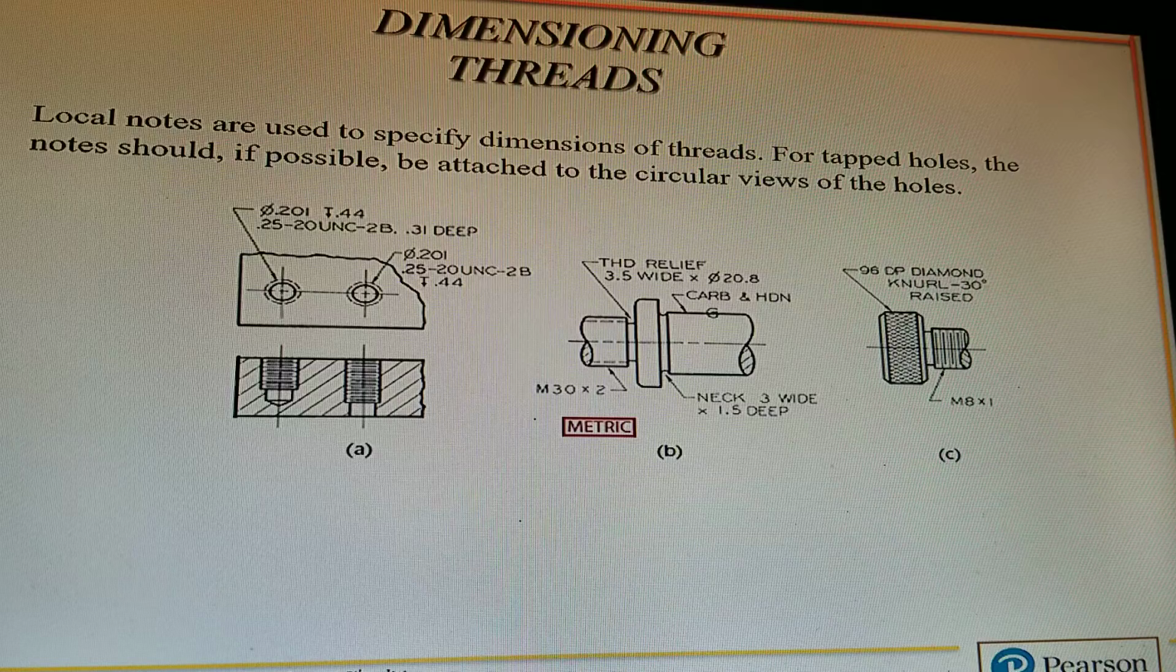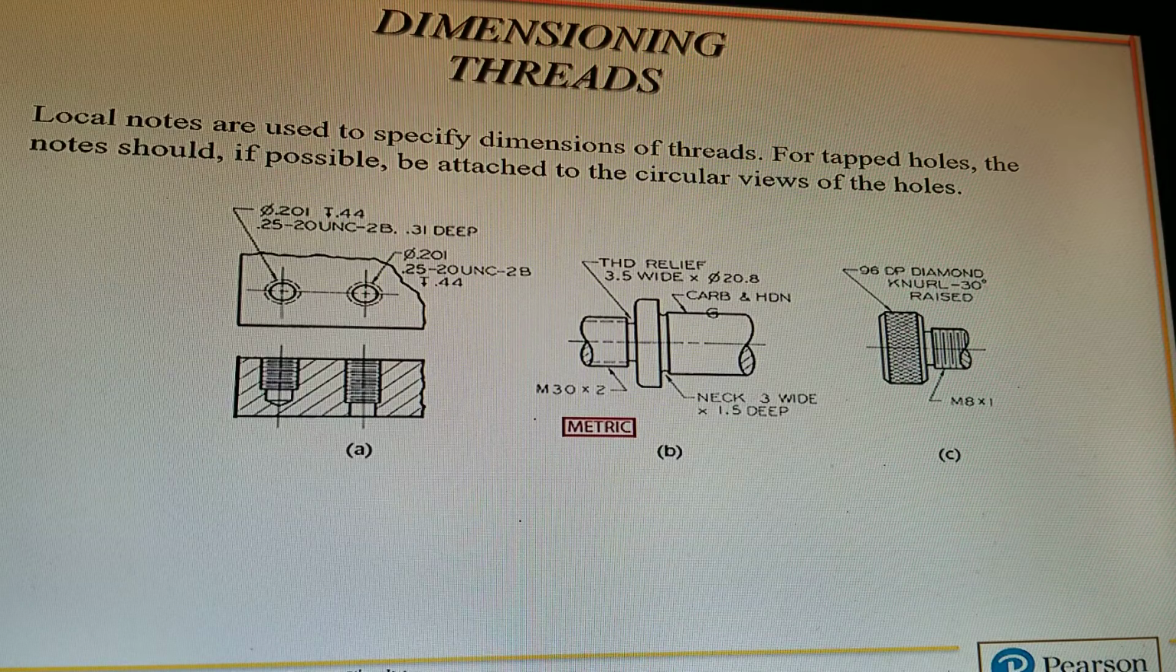Dimensioning threads. Local notes are used to specify dimensions of threads for tapped holes. The notes should, if possible, be attached to the circular views of the holes. So on A there, you have two holes with the same threads. The threads are 0.25-20 UNC 2B. And that 0.25 is basically a diameter. It's the diameter of the threads.